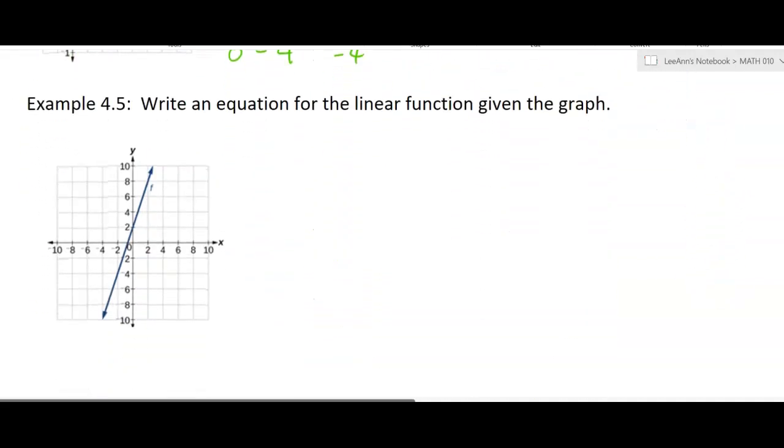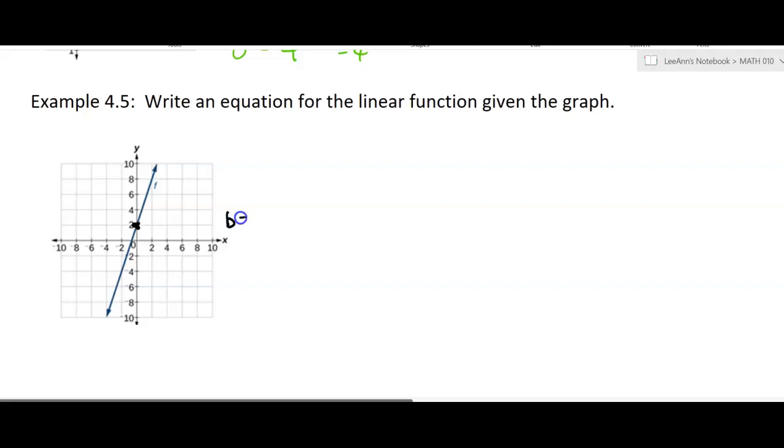Okay, write an equation for the linear function given the graph. So I'm looking for points that I know. I know a point there, it looks like that's the intercept, so it looks like b is 2. And then it looks like there's a point here, which is 2, 8 is the point. Okay, and again, I could just count. By the way, I'm going to have a positive slope here, right? And it's greater than 0.